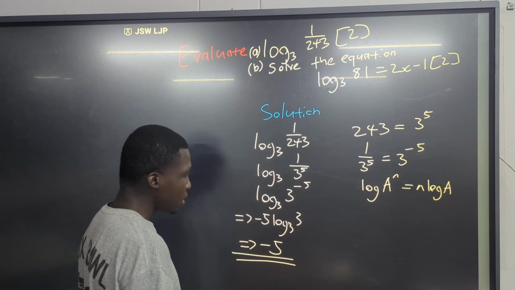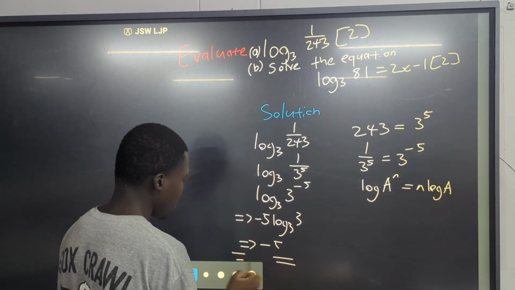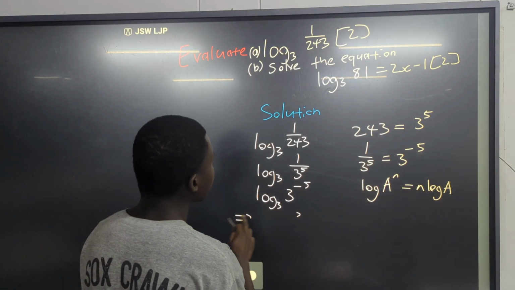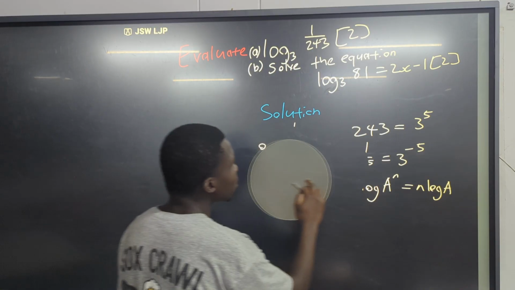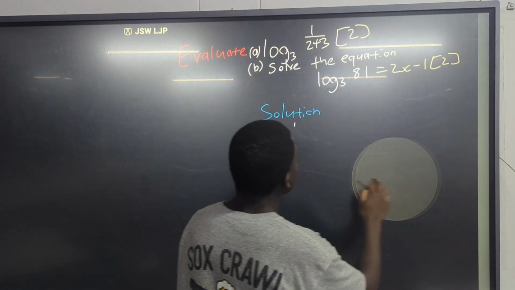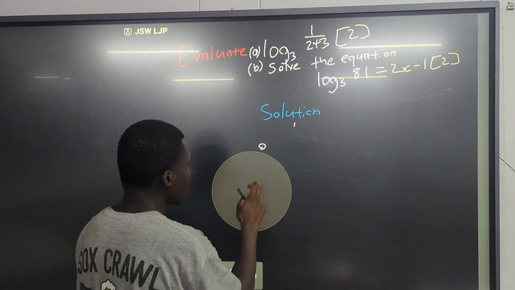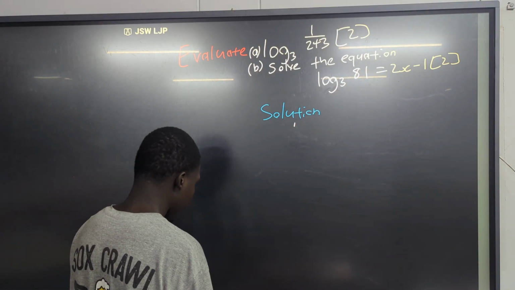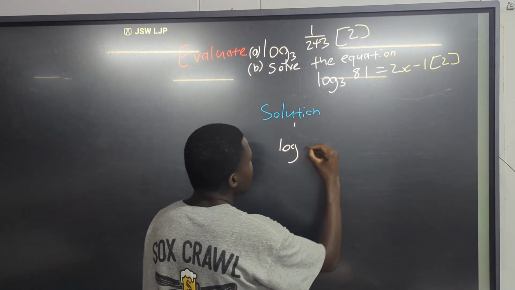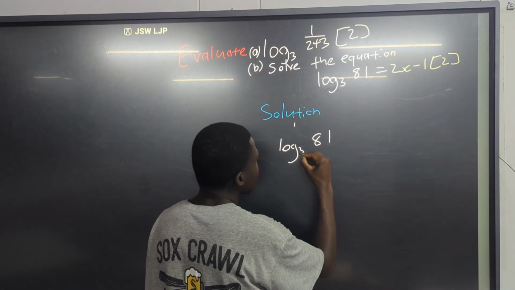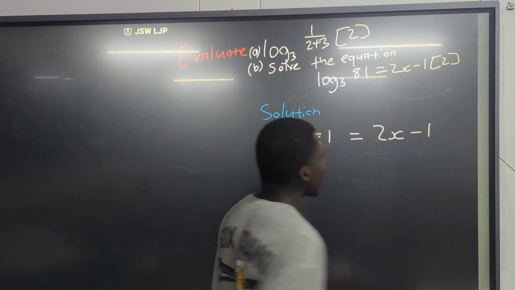So let's move on to B. For B, you were given log 81 base 3 is equal to 2x minus 1, and you have to solve the equation for x. So we're given log 81 base 3 equating to 2x minus 1.